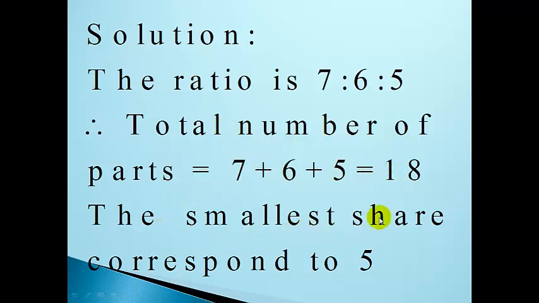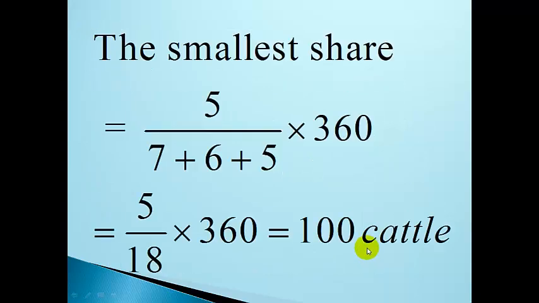Now the smallest share corresponds to 5, that is the smallest ratio. So the smallest share is equal to the smallest ratio divided by the total ratio, times the total number of cattle, 360. This is equal to 5 divided by 18 times 360.